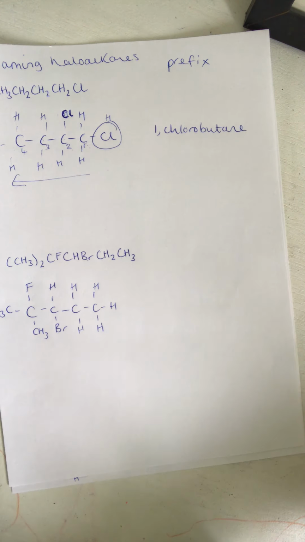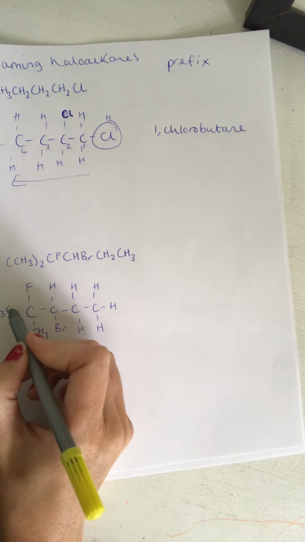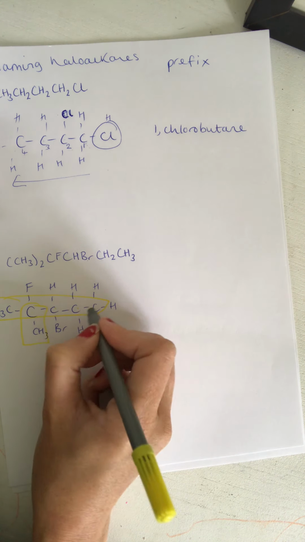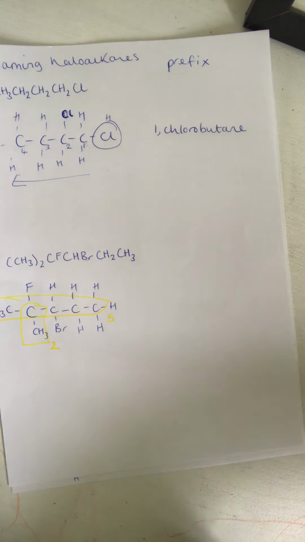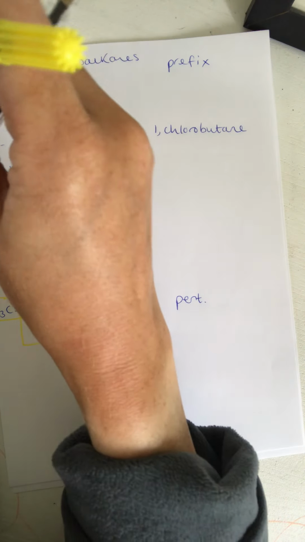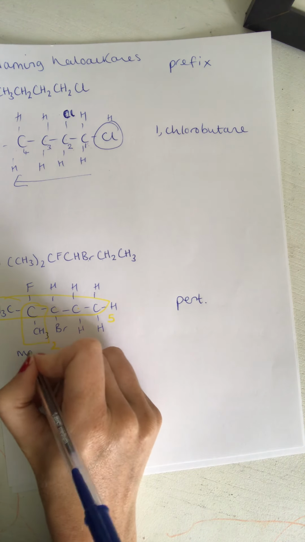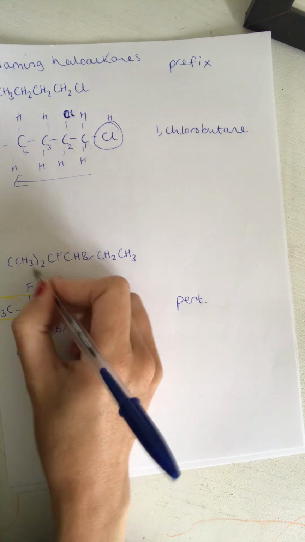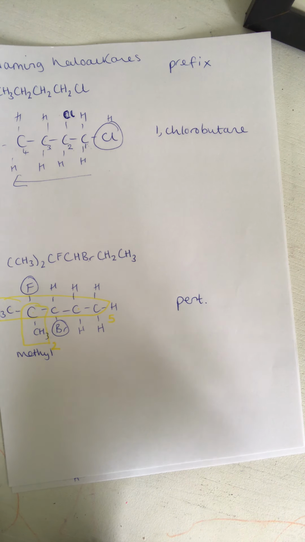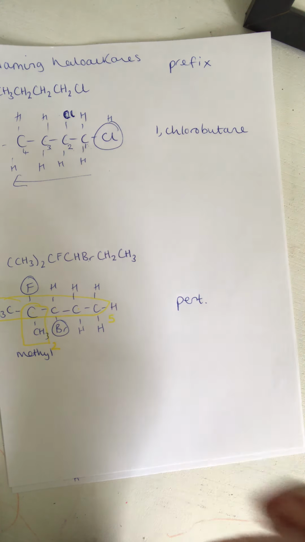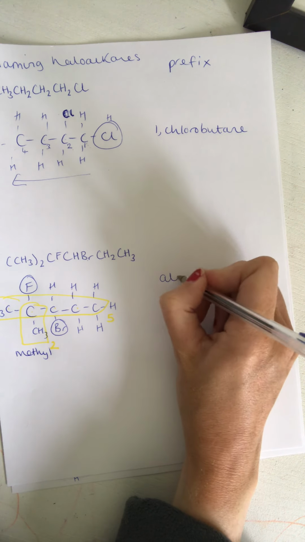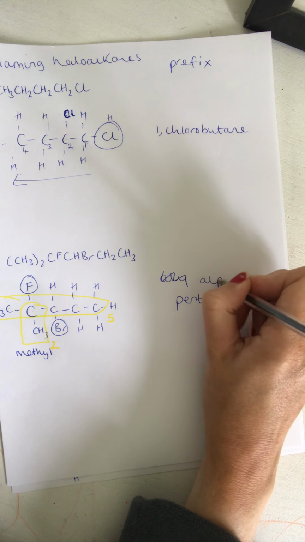So our longest chain, we've got a couple of options here. We've got this one, or we've got this one. 1, 2, 3, 4, 5 obviously beats 2, so our longest chain is pent, and therefore we've got a methyl group, and we've also got a fluoro, and we've got a bromo. So what do we do now? Because we've got 2 halogens, how are we going to name it? Which takes priority? Well, with the halogens, very simple. When you're naming, you just go alphabetically.